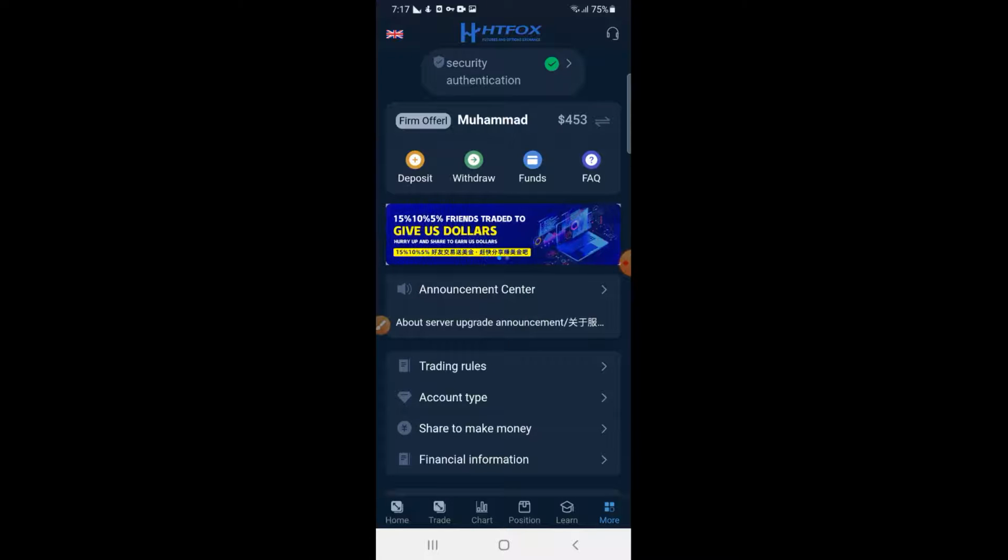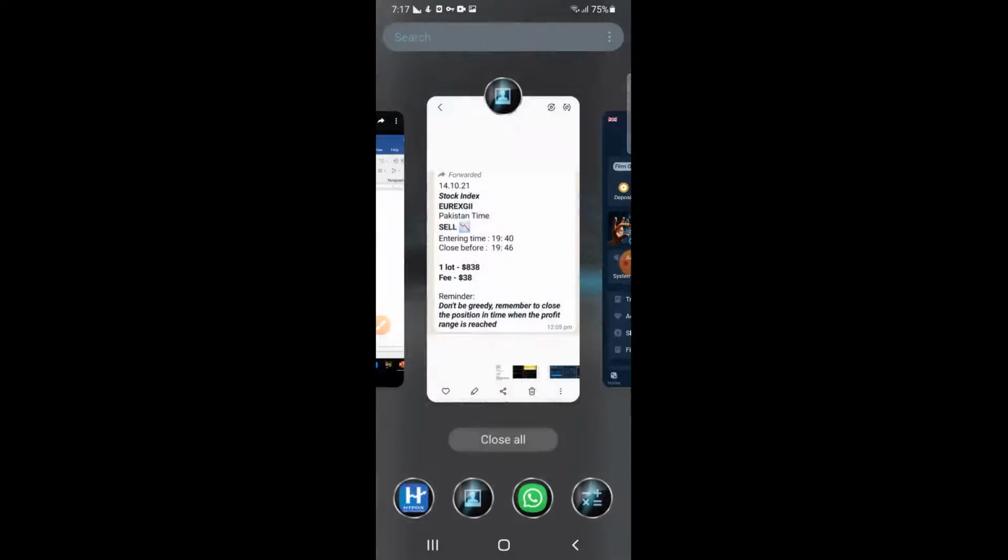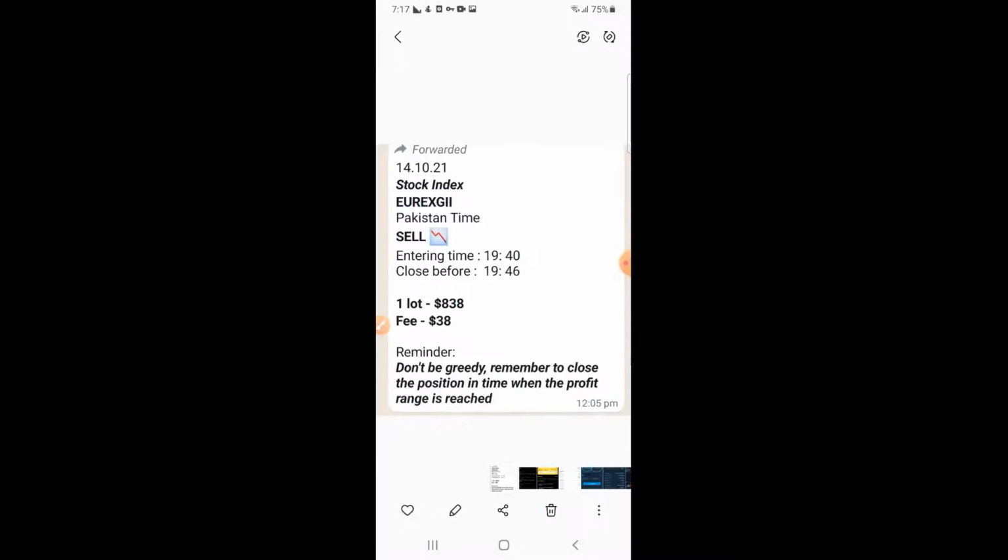My balance is 453. I have already opened the HTFOX app. You can use the website directly, or you can use this app, HTFOX. Download it from the Play Store. First I am showing you my trade time.